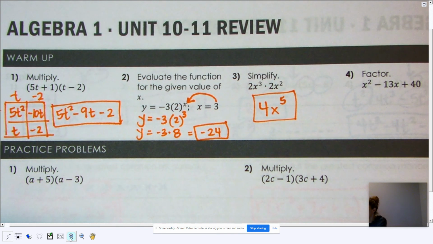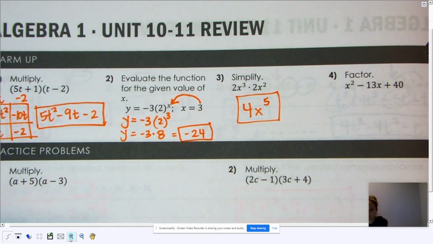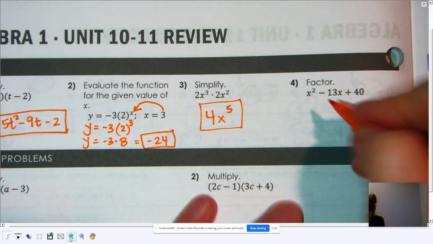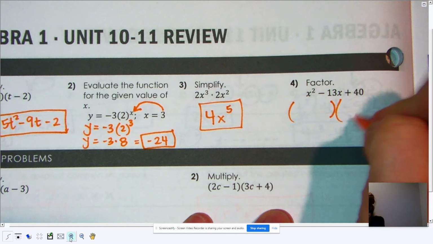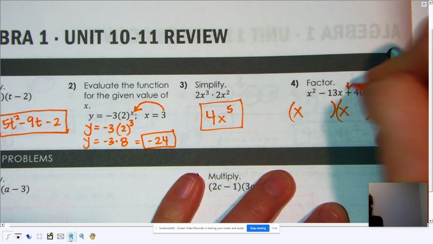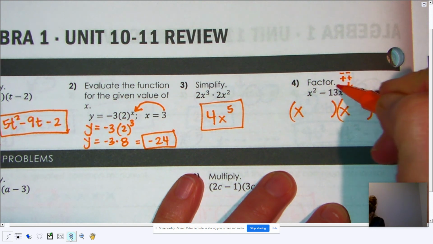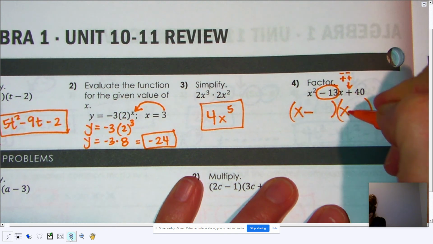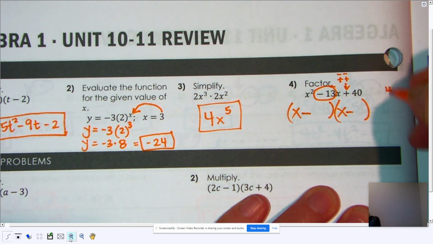Okay, question number 4. We are factoring. So again, I'm going to start by writing my parentheses. And I'm going to put an x in each one. The positive tells me the signs have to be the same. It's either plus plus or minus minus. But since it has to add up to make a negative 13, I know it's going to be minus minus. So I have 40 over here.